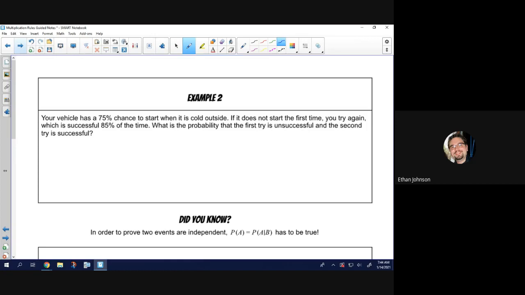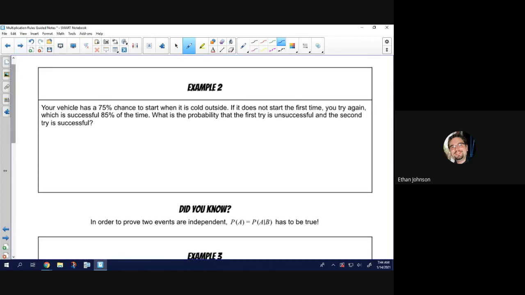Example 2. Example 2 says your vehicle has a 75% chance to start when it is cold out. If it does not start the first time, you try again, which is successful 85% of the time. What is the probability that your first time is unsuccessful and the second time is successful?